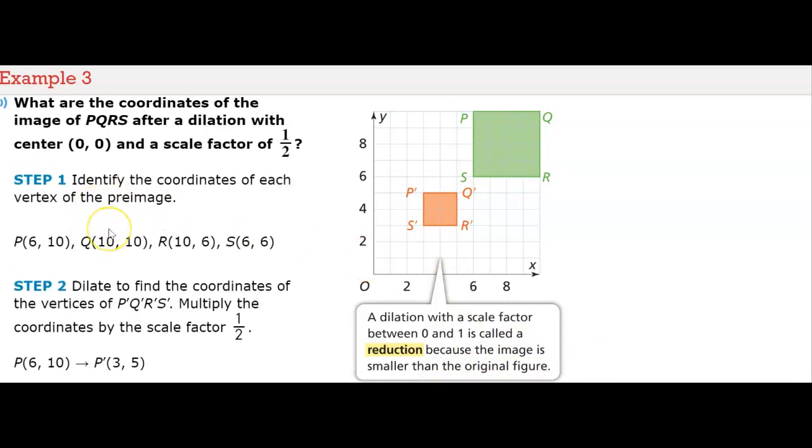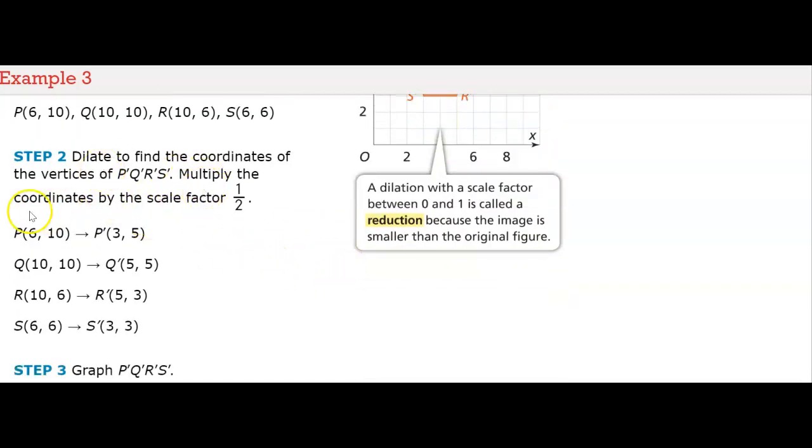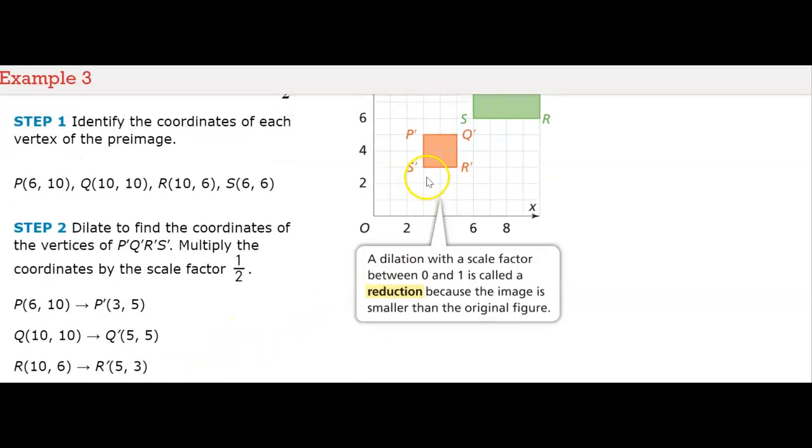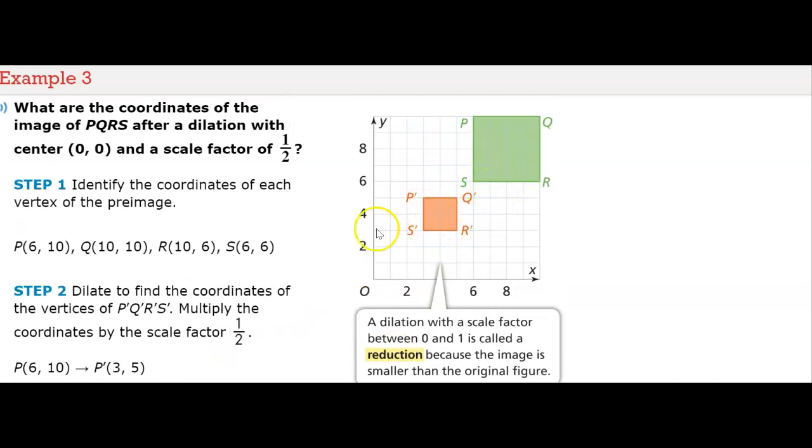So step 1 is identifying the coordinates of each vertex of the pre-image. So here are all the coordinates of this original image. Step 2, dilate to find the coordinates of the vertices of prime PQRS. Multiply the coordinates by the scale factor. So 6 times 1/2 would be 3, 10, 5, and so on. And then you graph it. And then you get your scaled down version, or reduction, of your original image.